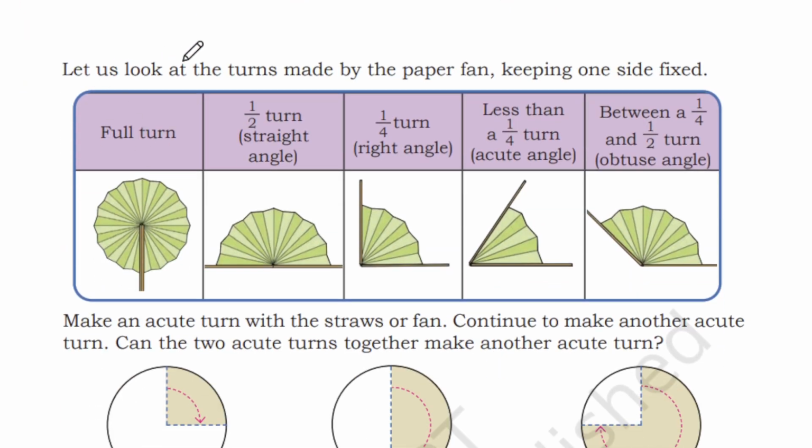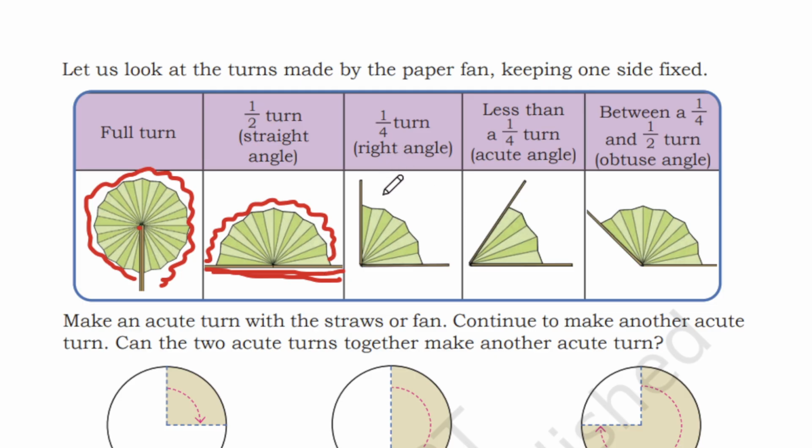Now let us look at the turns made by the paper fan, keeping one side fixed. This point they have fixed with the glue, and this is one full turn of the fan. This one is one full turn, and this one is a half turn. When you do a half turn, you will get a straight angle. And this one is a 1 by 4 turn, so you will get a right angle here. So this is a right angle.